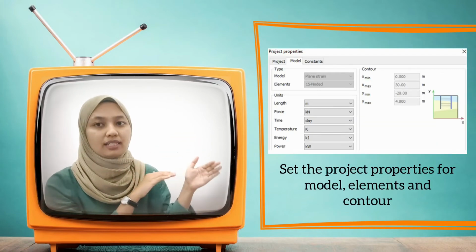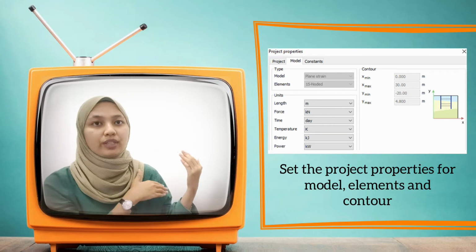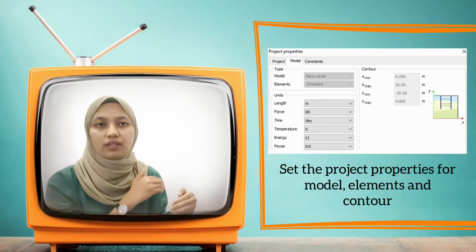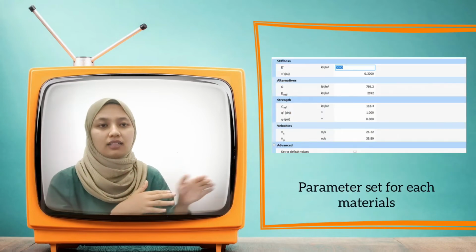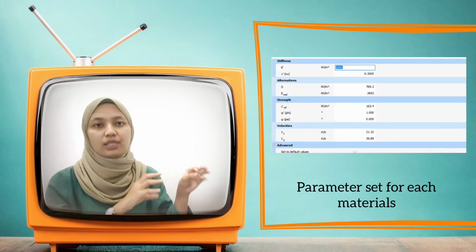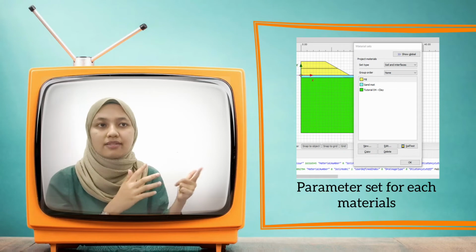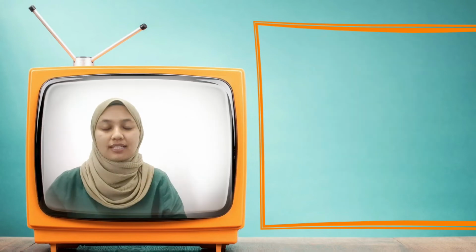For the first stage, which is project properties and soil stage, or defining soil stage, the project properties are set up in this phase, where we determine the model, which is plane strain, 15 noded element, and then determine the contour. These parameters are also set for each material, such as fill, sand mat, and clay. Move on to the structure stage.